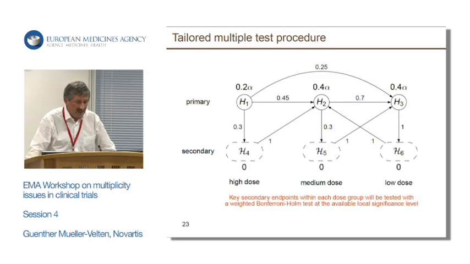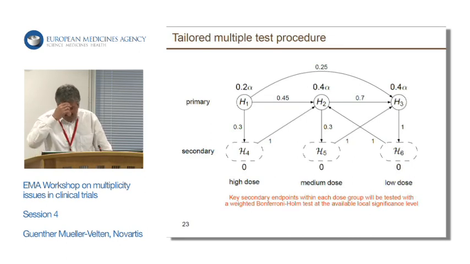And as I said, the key secondary endpoints within each dose group will be tested with a weighted Bonferroni-Holm test at the available local significance level. And that could be easily represented in the graph, but for this presentation, I chose to simplify it to illustrate the method better.